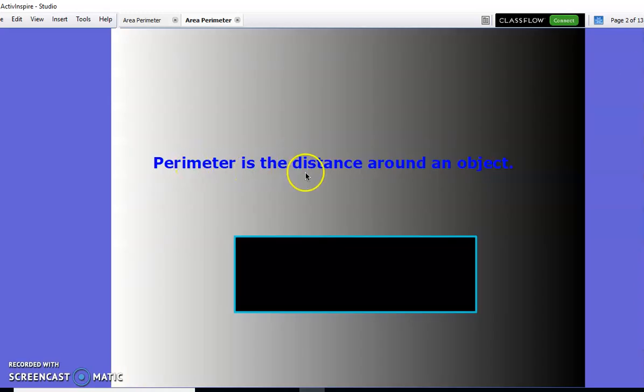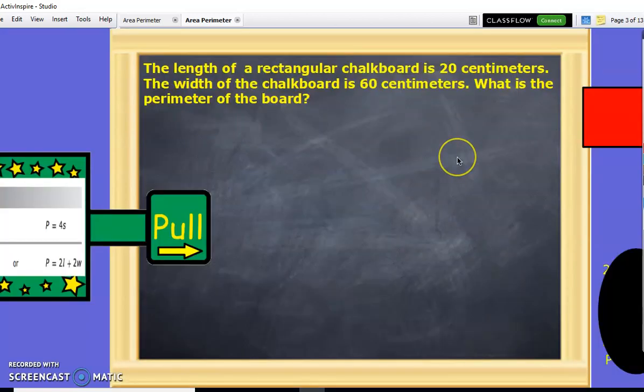Perimeter is the distance around an object. Around an object. Let's take a look at some perimeter word problems.